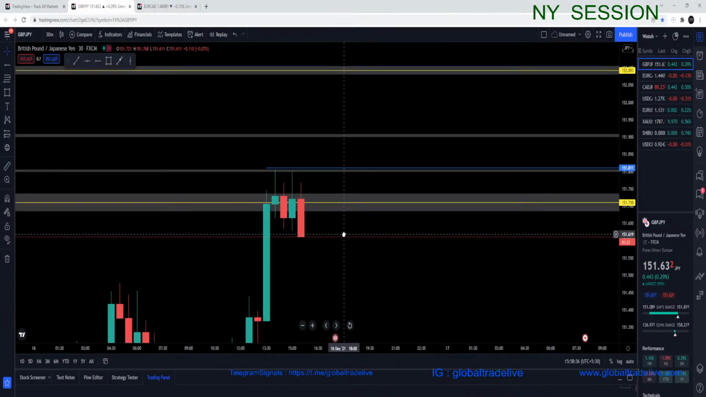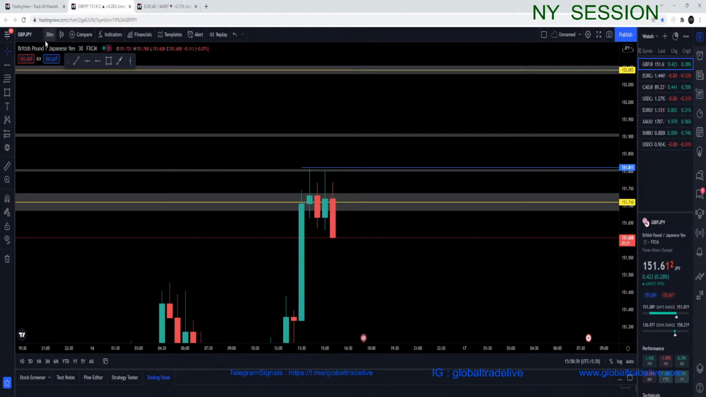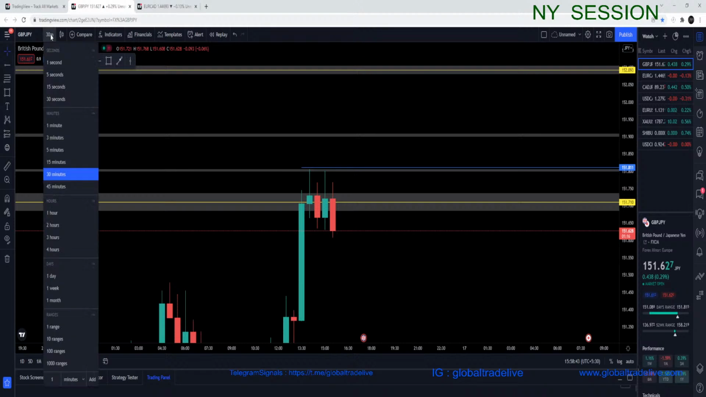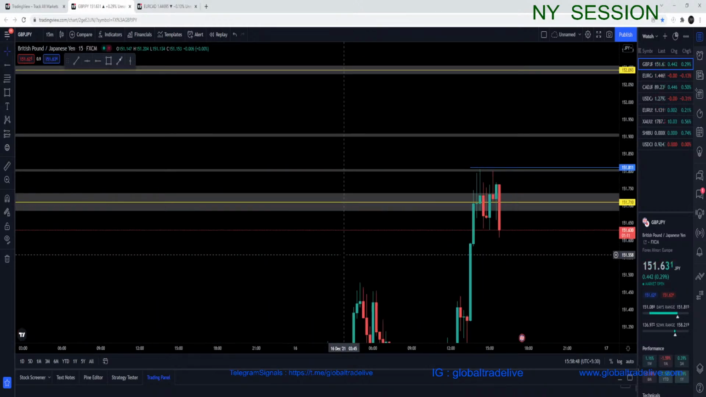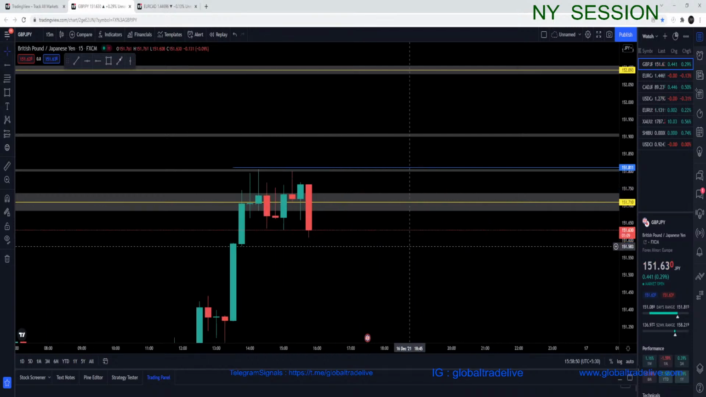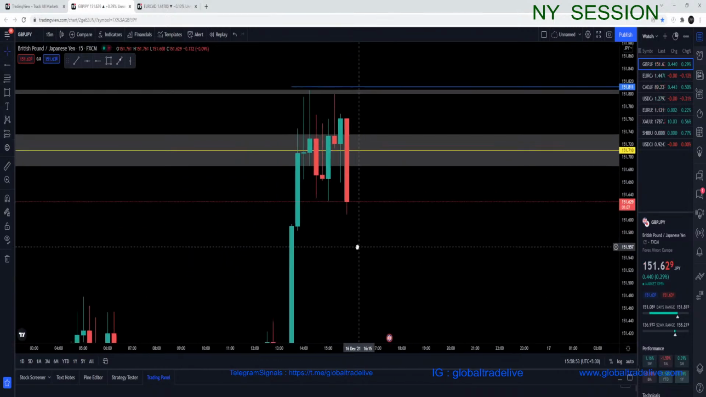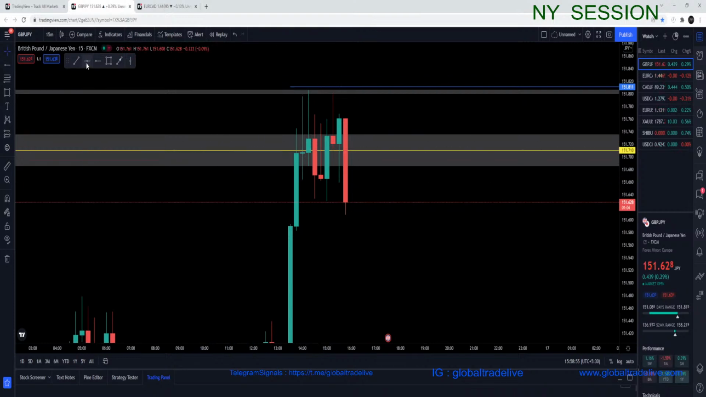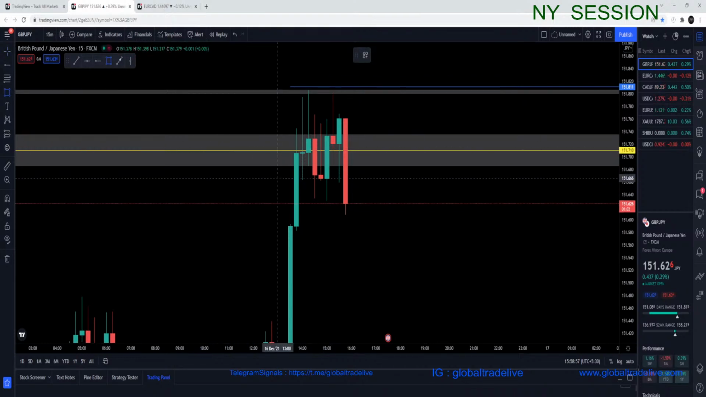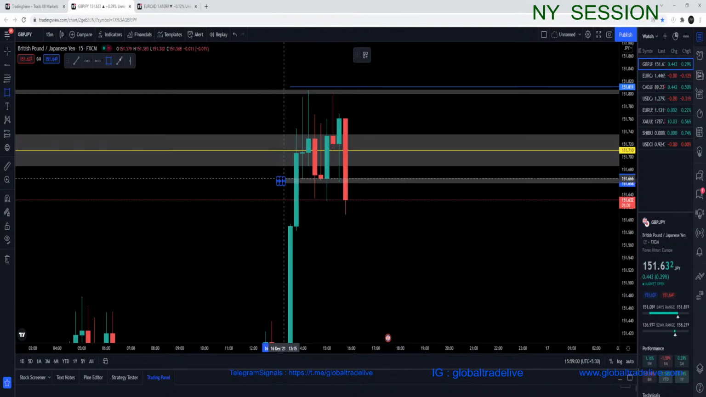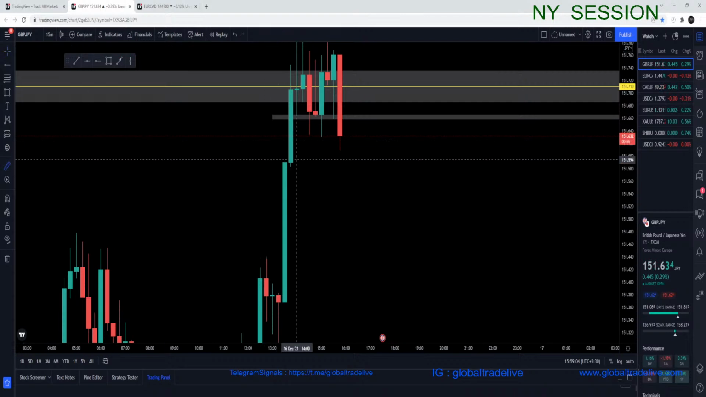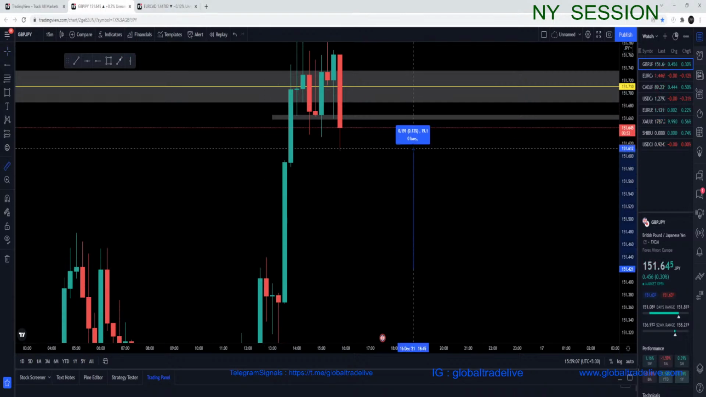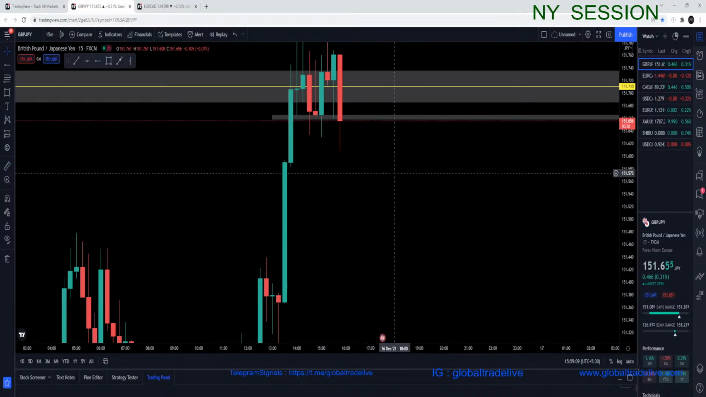It just broke the low over here. So after this consolidation, GBP JPY is about to close below this area, and we have these clean candles to the downside, and the range is also pretty good, like 18 pips.